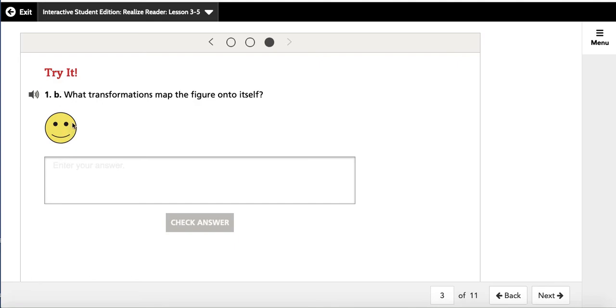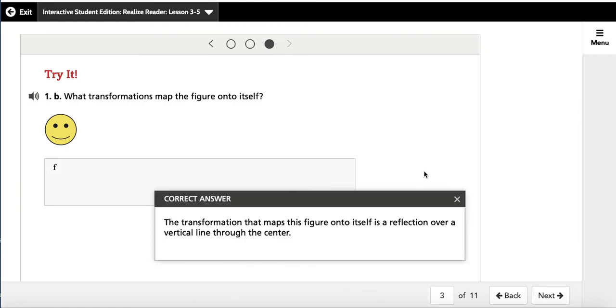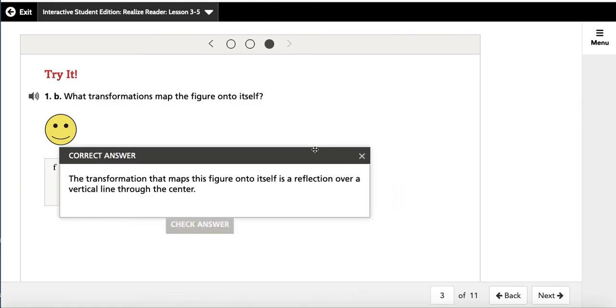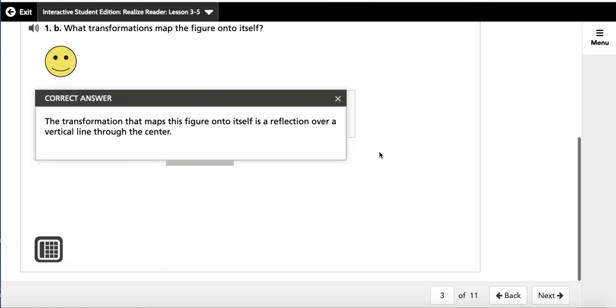And then as far as rotating it, I guess I could rotate 360 degrees, but that doesn't count because it's always going to be 360 degrees, so you never do 360 degrees. Let's see what they wrote. The transformation that maps the figure onto itself is a reflection over the vertical line through the center. Yep. And that's it for example 1.